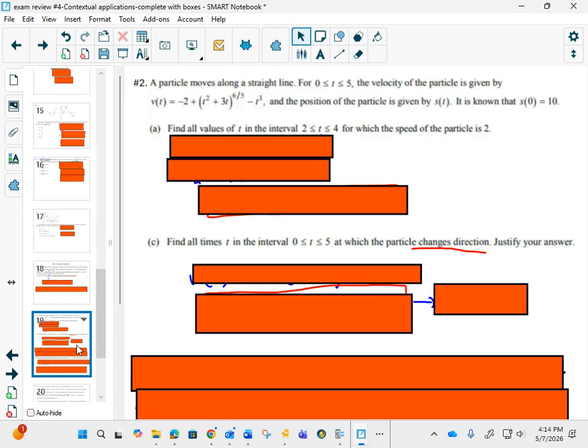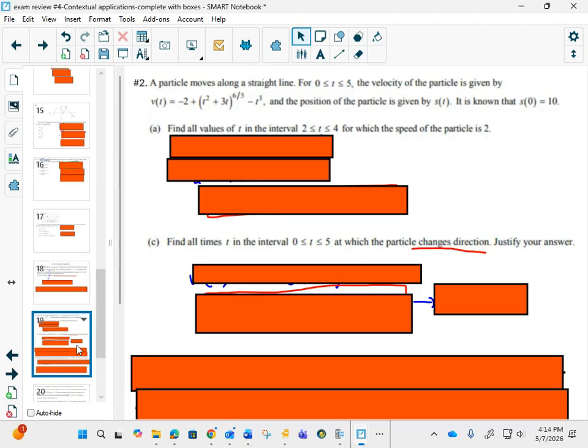The particle moves along a straight line from 0 to 5. The velocity is given by that equation, and the position is given by s of t. You know that its original position, s of 0, is 10. Find all the values of t from 2 to 4 for which the speed of the particle is 2. Speed is the absolute value of velocity.